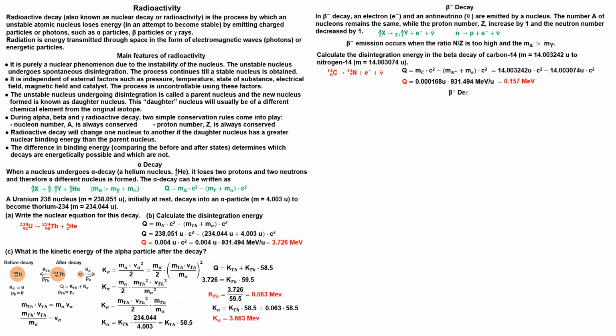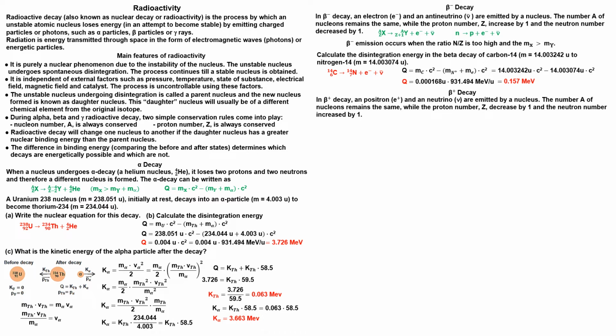In beta plus decay, a positron and a neutrino are emitted by a nucleus. The number A of nucleons remains the same, while the proton number Z decreases by 1 and the neutron number increases by 1. The general equation representing beta plus decay is given as follows. Inside the nucleus, a proton changes to a neutron, and to conserve the charge in the process, it emits a positron. The positron is identical to the electron except that it has a positive charge.